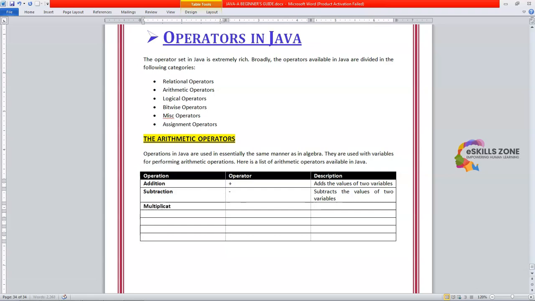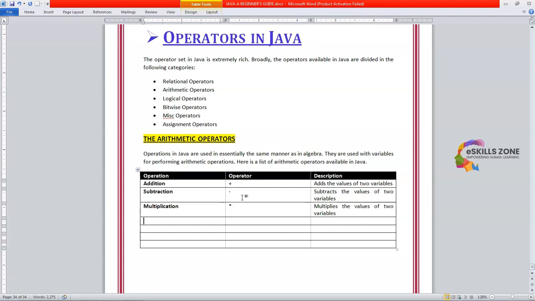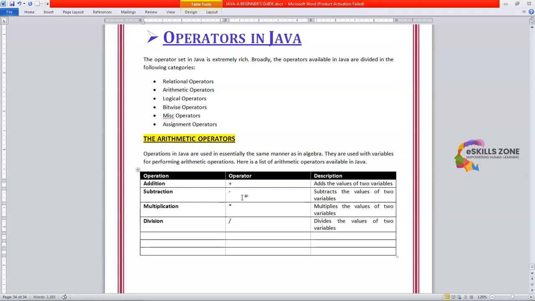Third one is multiplication, and the operator is asterisk and multiplies the values of two variables. Next one is division, and the operator is used as a forward slash. It actually divides the values of two variables. Next one is modulus, and you can use the same like you've used in C language, which is a percentage symbol.